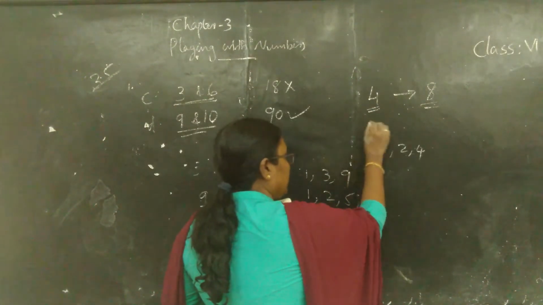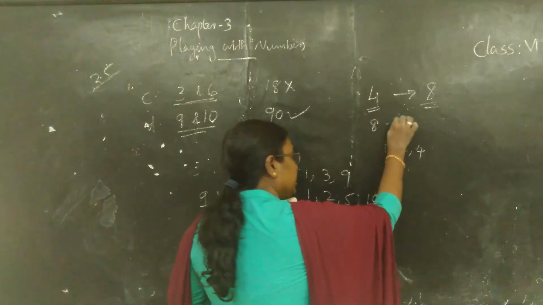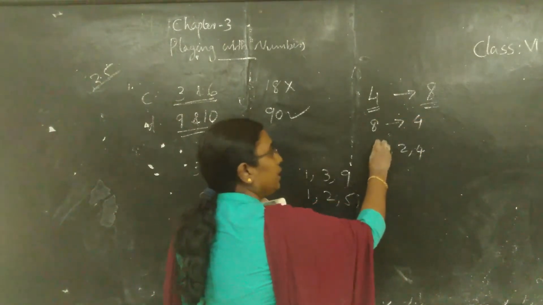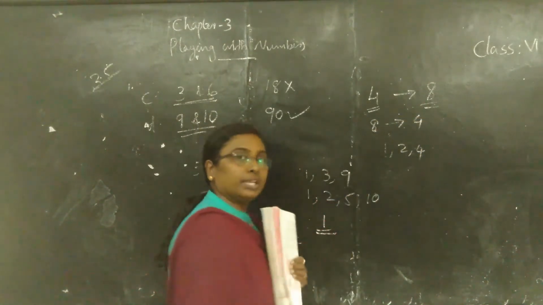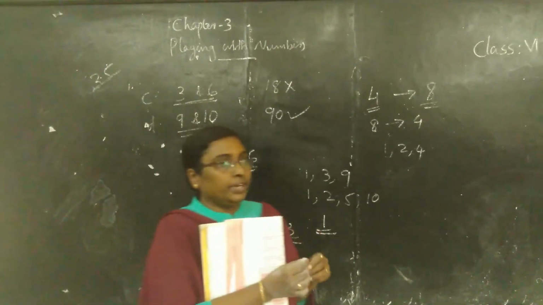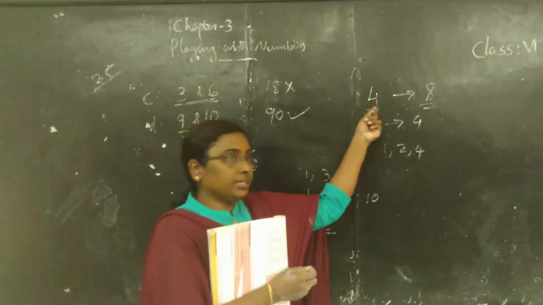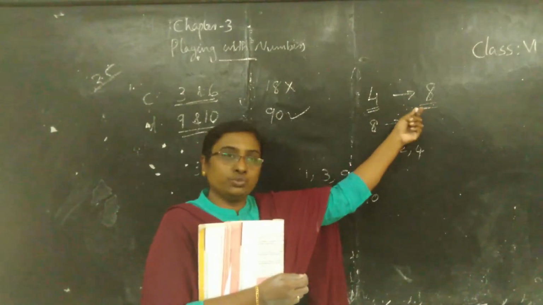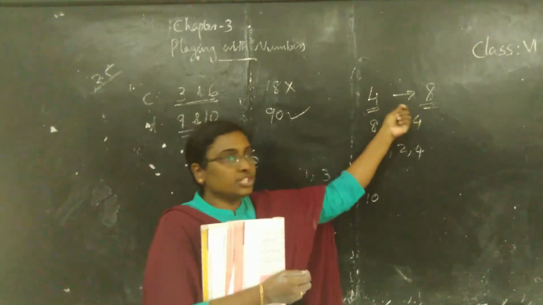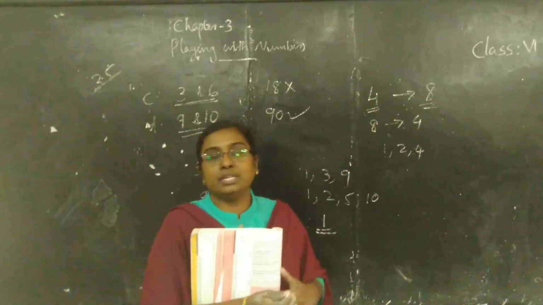In other words, if a number is divisible by 8, then it is divisible by 4. Why? Because 4 is a factor of 8. If a number is divisible by another number, then it is divisible by each of its factors. Here 8 is not a factor of 4. So this statement is false.